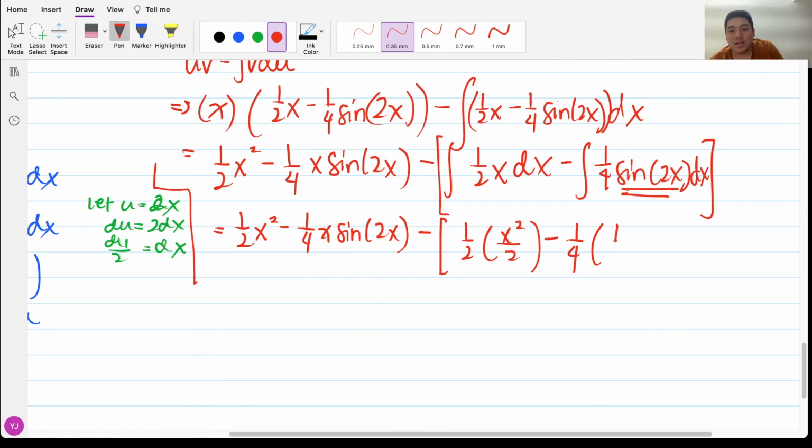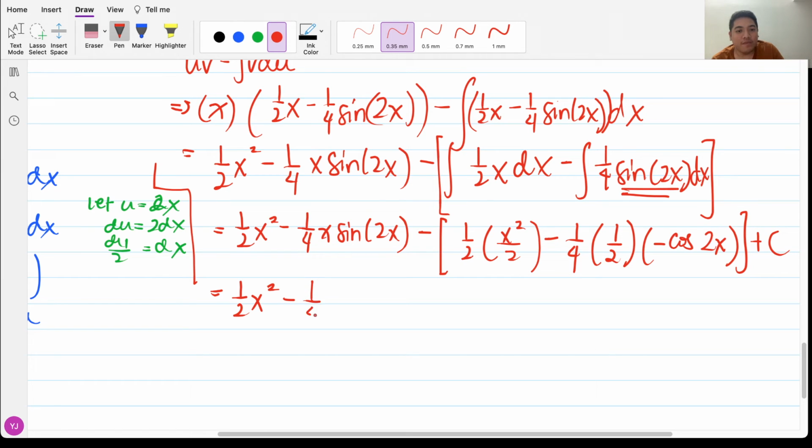I have a factor again of 1/2 here because of the 2x. And the integral of sine would be negative cosine of 2x. I just shortcut it, but it's the same process we did a while ago. So you have 1/2 of x squared. We have 1/4 of x sine of 2x. Distribute the negative sign, don't forget.